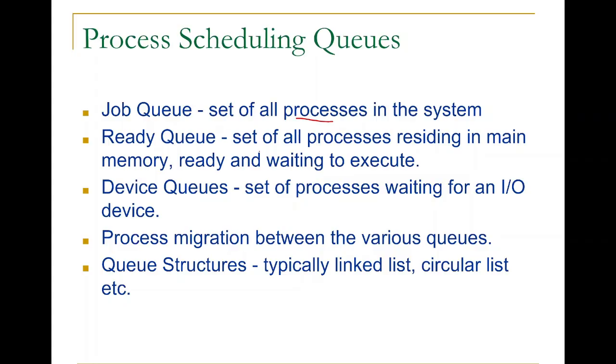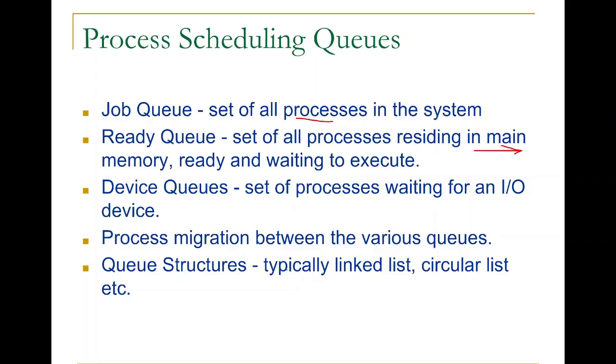We have the ready queue. These are a set of processes residing in main memory, ready and waiting to execute. Usually your main memory is made up of your RAM, your cache, and some other registers, all right? We made the different levels as we proceed. Device queues are a set of processes waiting for an I/O device.